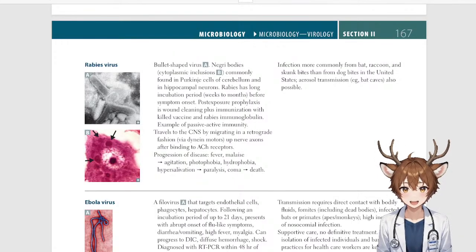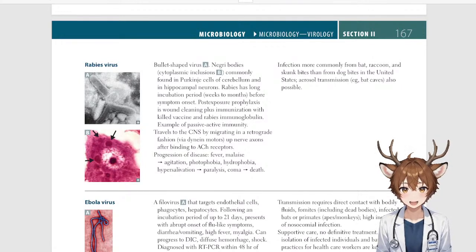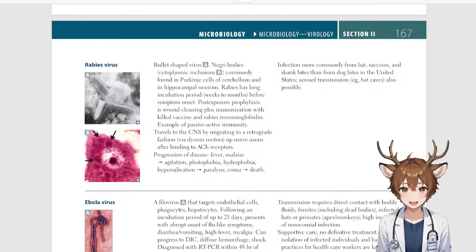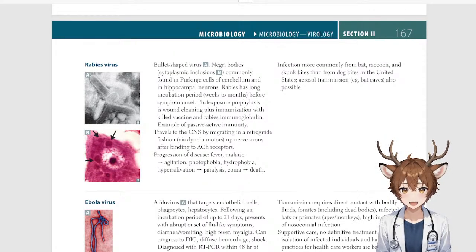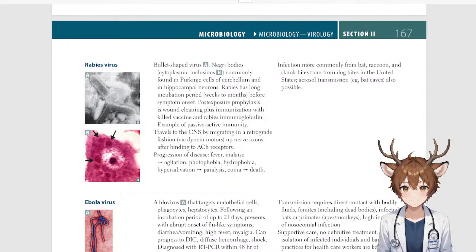Infection more commonly from bats, raccoons, and skunk bites than from dog bites in the United States. Although bear in mind, when we say in the United States, that's a very important caveat, because in a lot of other countries, dogs are a huge perpetrator because they simply don't have them vaccinated for it. The United States has rabies vaccines for dogs, and a good reason for that is because otherwise they would be giving people rabies all the time.